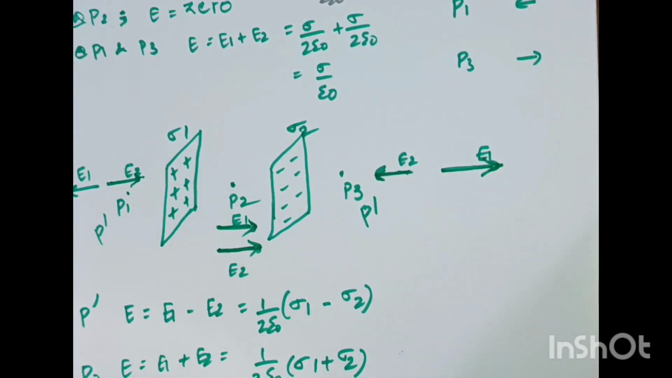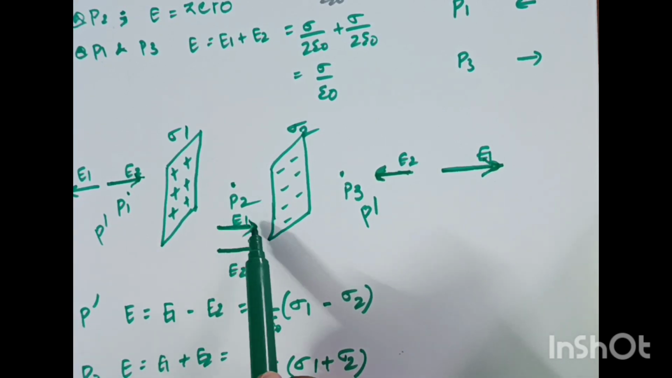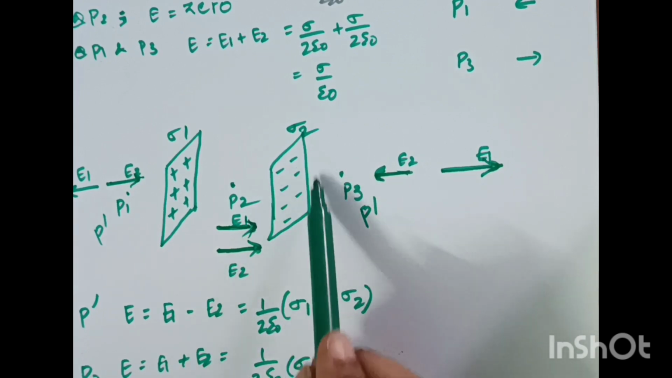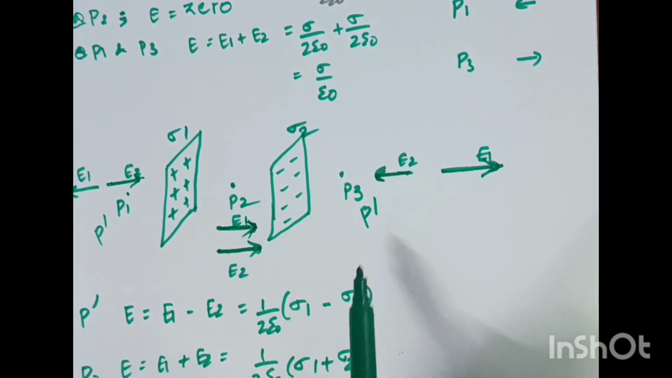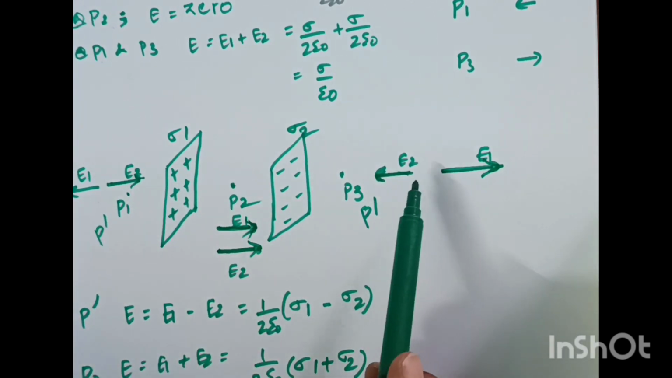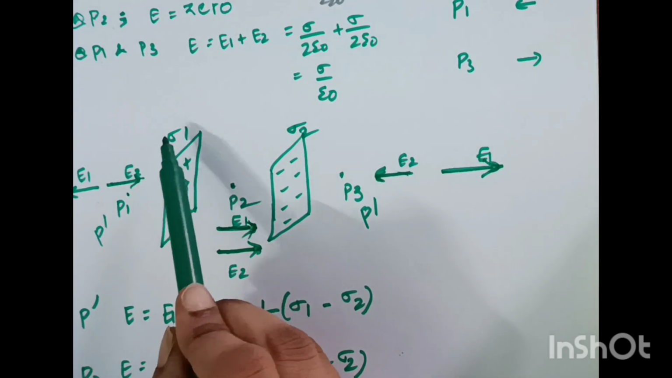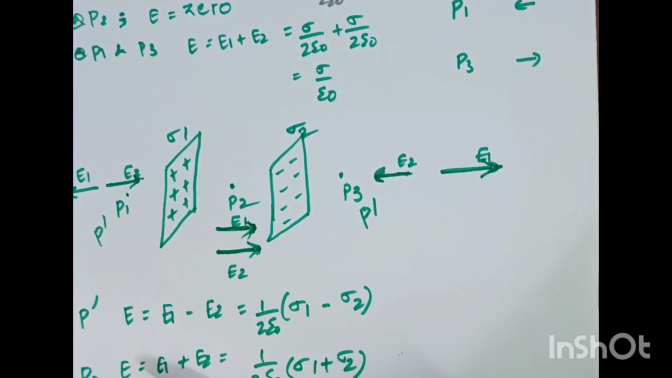Then how will you get the direction? Here the direction is definitely towards the right side, because of positive charges the electric field is towards the right, and because of the negative charges also the electric field is towards the right. So for sure it is towards the right side. What about this point and this point? We should know which electric field is stronger. Then depending upon that we can say the direction.